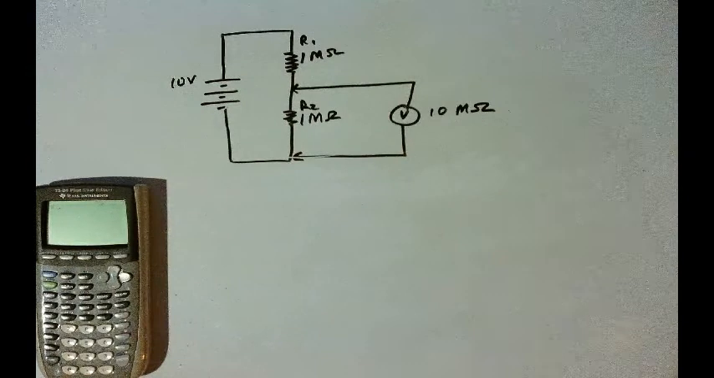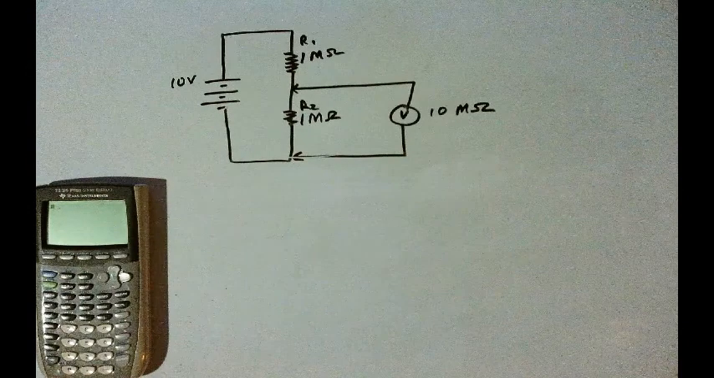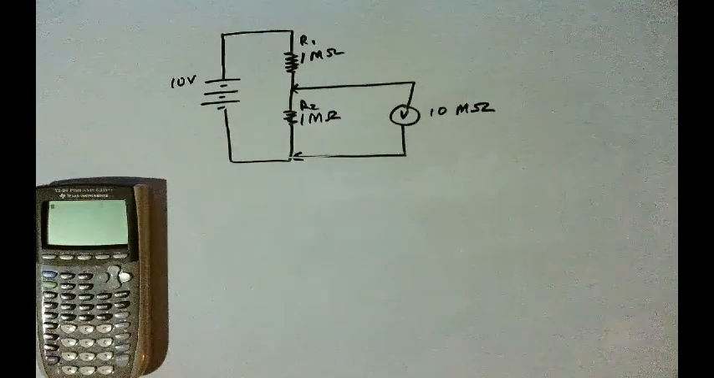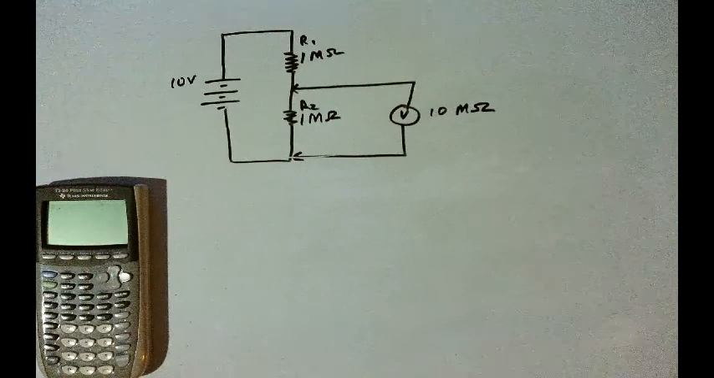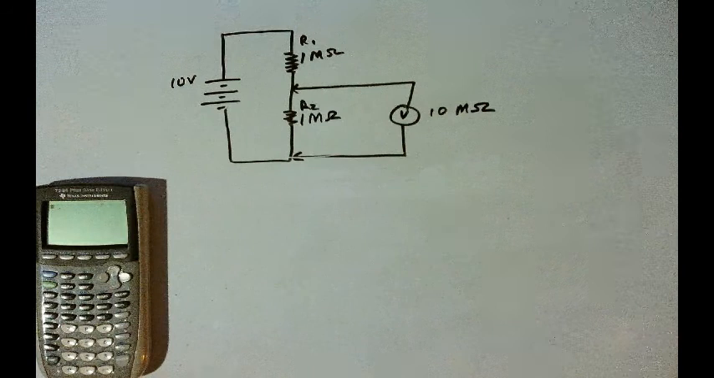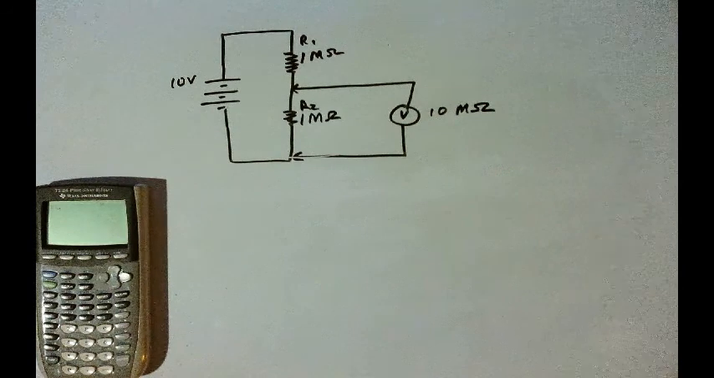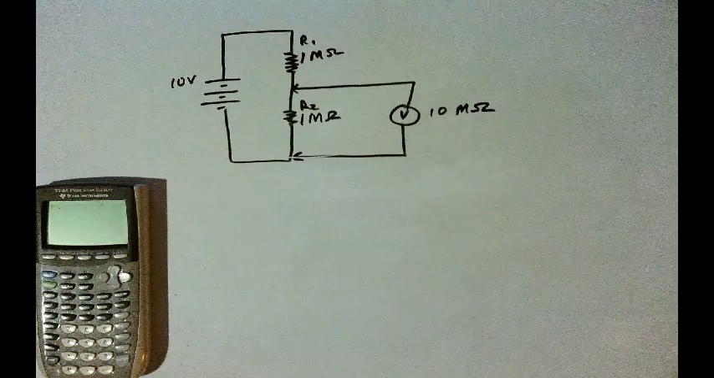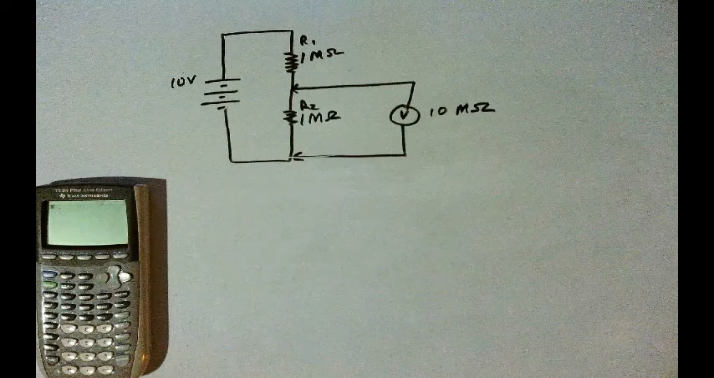In this example, I've changed the problem so that the resistance of the voltmeter is much larger than R1 or R2. And so R1 and R2, without the voltmeter in the circuit, are in series, and we would expect the voltage drop on each one to be 5 volts. Since they're equal resistances, they should divide the voltage equally. And so we'll analyze the problem in the same way.